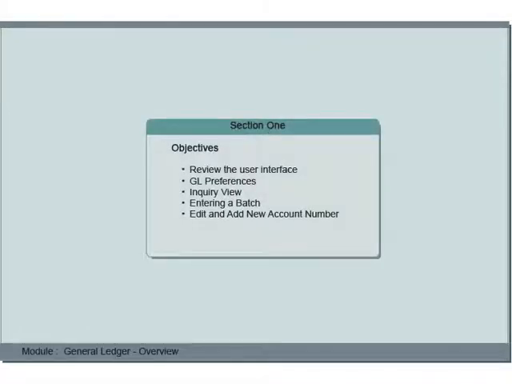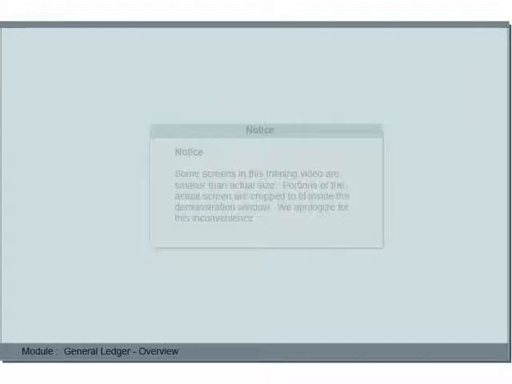The objectives of this video are to instruct you to know the main parts of the user interface, change your accounting period using the Preferences form, use the Inquiry screen to view current month activity and year-to-date activity, enter a journal entry batch, edit and add a new account number.